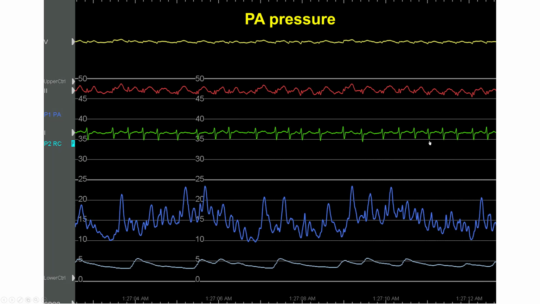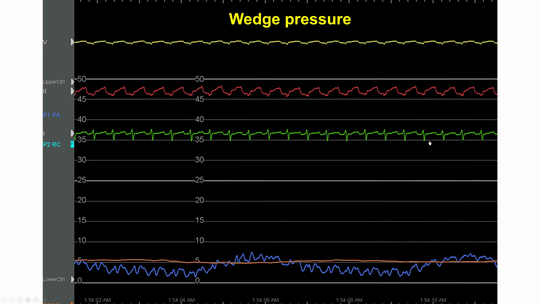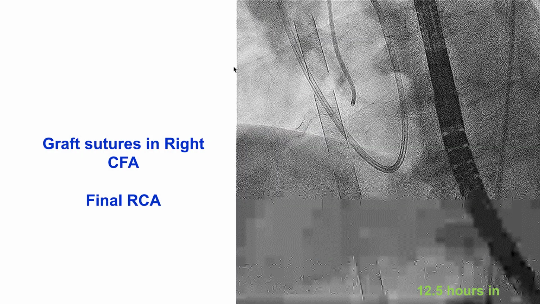We did do a Swan-Ganz catheter that demonstrated very low pressure, so clearly the problem was due to poor filling. This is the wedge, which was close to zero. So the patient deteriorated because of significant bleeding. There were still, however, EKG changes, but the echo was unchanged, showing normal ejection fraction and no pericardial effusion.